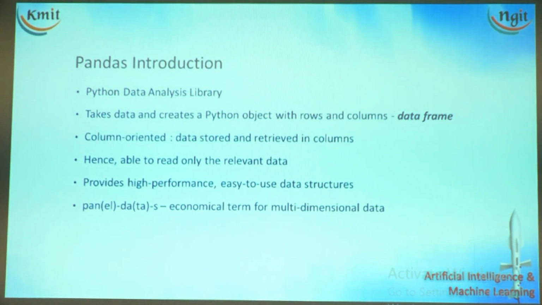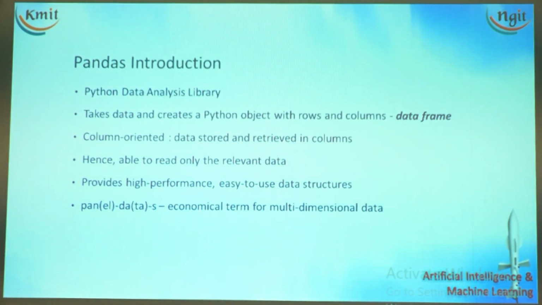Suppose I am marking attendance as well, I first have a column serial number, then a roll number, then student name, and then the attendance. And I just fill in with that. So, it is more column oriented. I don't have names written onto the rows. It is always column. Into the column I fill up the data. Okay. So, it is column oriented. Data is stored and retrieved in terms of columns. You are able to read only the relevant data when you work with the columns. It provides high performance and easy to use data structures.